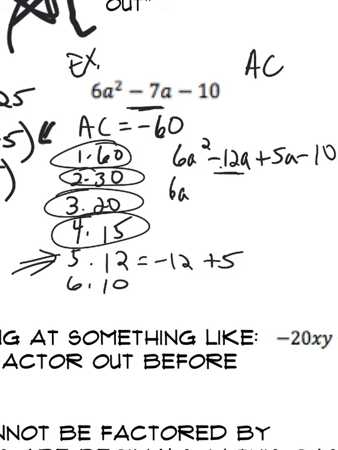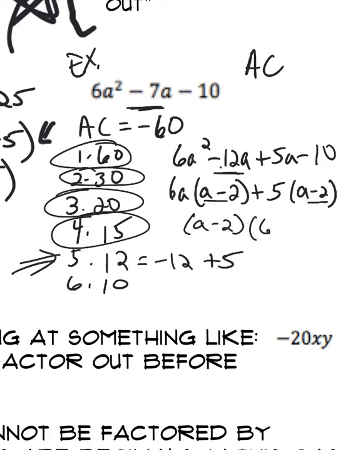I'm pulling out a 6a. That gives me a minus 2. I'm pulling out, well, let me see what I'm going to pull out. I want to have a minus 2 here, so I'm going to pull out a +5. Now I'll have 5a. And then I am going to rewrite this. I pull out the a minus 2 and then the 6a plus 5. There is my factored version using the AC method.